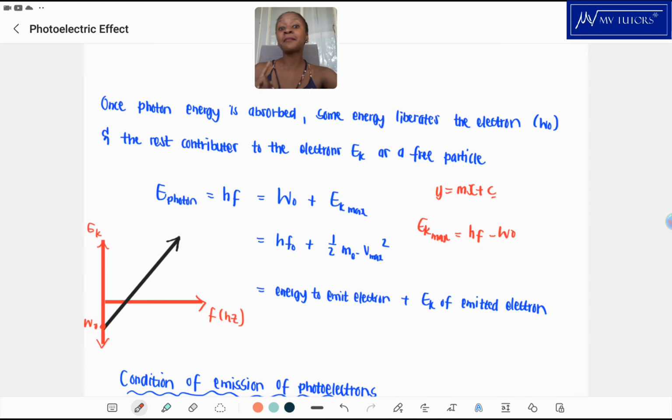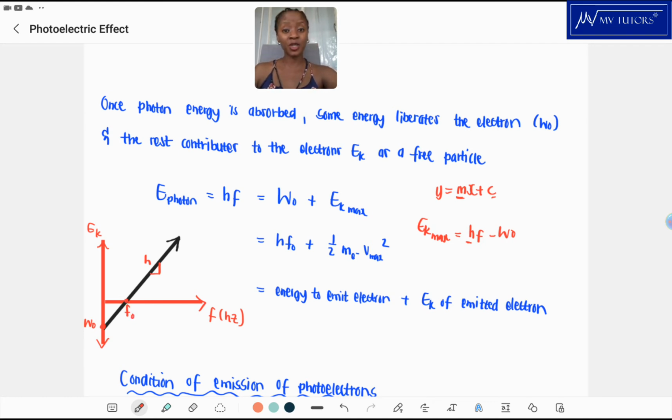Remember, work function is the minimum energy required to eject an electron from the metal surface. So that's the work function over there. And then your gradient, which is Planck's constant, that would just be h. So your gradient is Planck's constant. And then on the x-axis, you would have your frequency. It crosses the x-axis there, and that would be your minimum frequency.